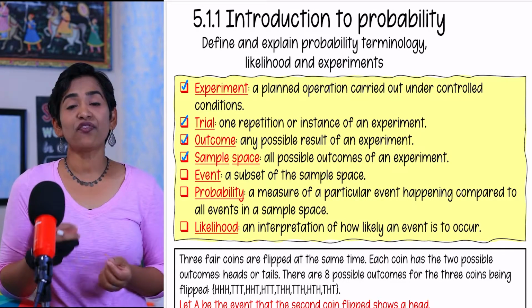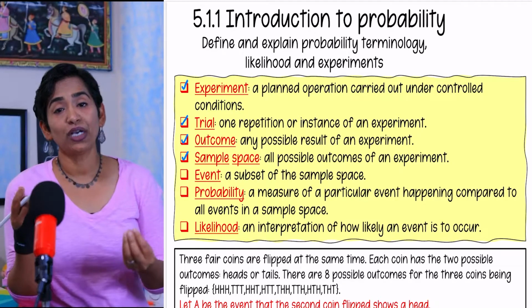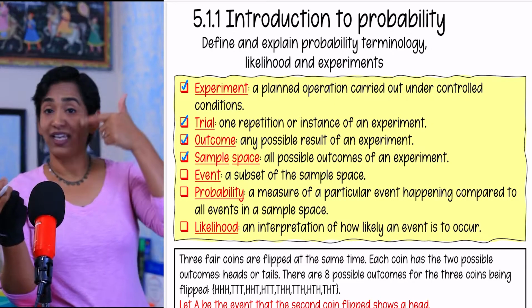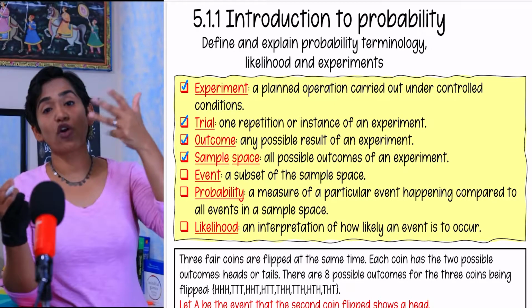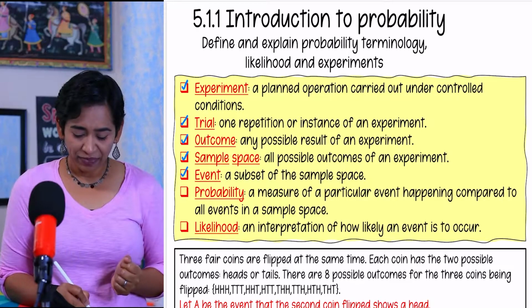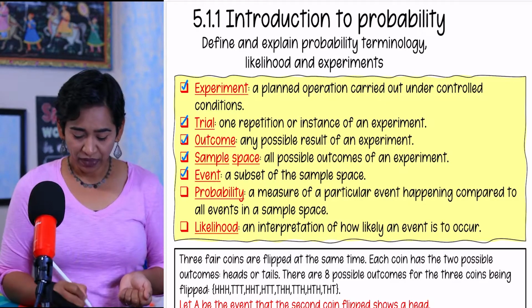For instance, if I am rolling a dice, that's an experiment. If I get a 2, that's an outcome. But what is my sample space? I can get a 1, I can get a 2, 3, 4, 5, 6. So those are all the possible outcomes. That's my sample space. Event is a subset of the sample space.